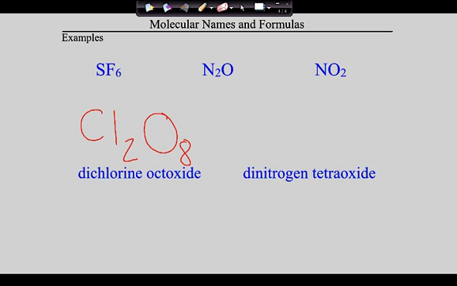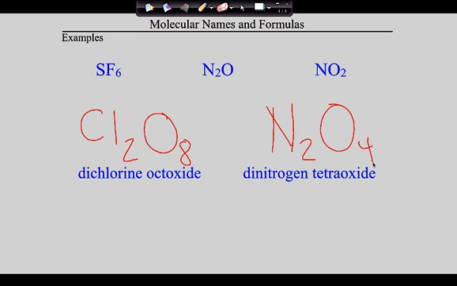So guys, di is two, nitrogen is obviously nitrogen. So we've got nitrogen and two of them. Again, oxide is O. What is tetra? Guys, that's all there is to it. That's all there is to it.